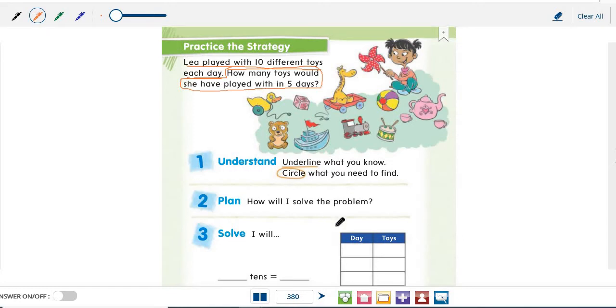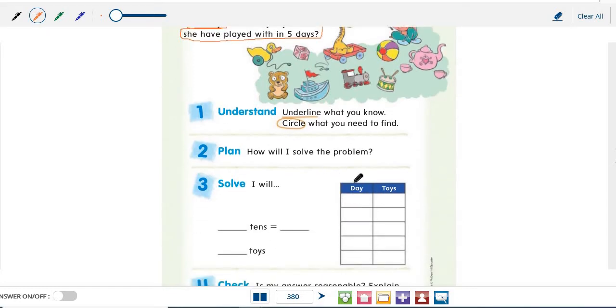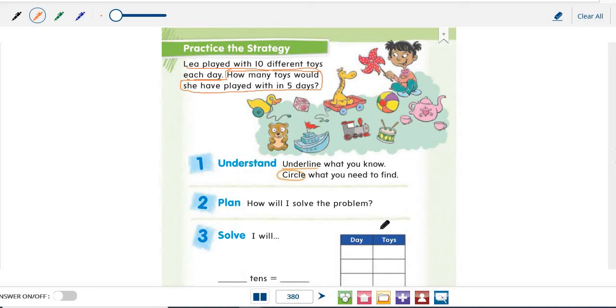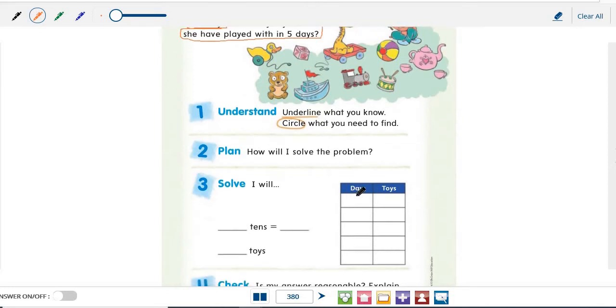So, in this table, we will write the number of days in the first column, and in the second column, we will write the number of toys. This is called a column, and this is called a column. This is the first column, and this is the second column. Here we will write the number of days, and here we will write the number of toys.